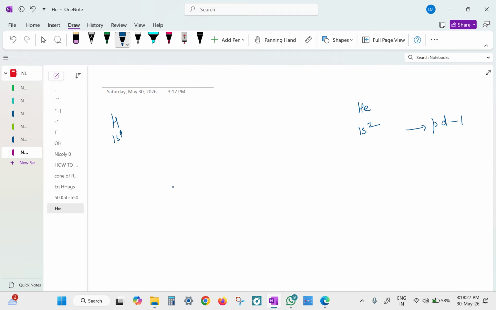The number of elements in a given period will depend upon the number of electrons going into the valence shell. For hydrogen and helium, the electrons are going into the K shell only, right? And the K shell comprises how many electrons? 2. Therefore, the total number of elements in the first period is only 2. So in 1s1, the 1 refers to the period number also.